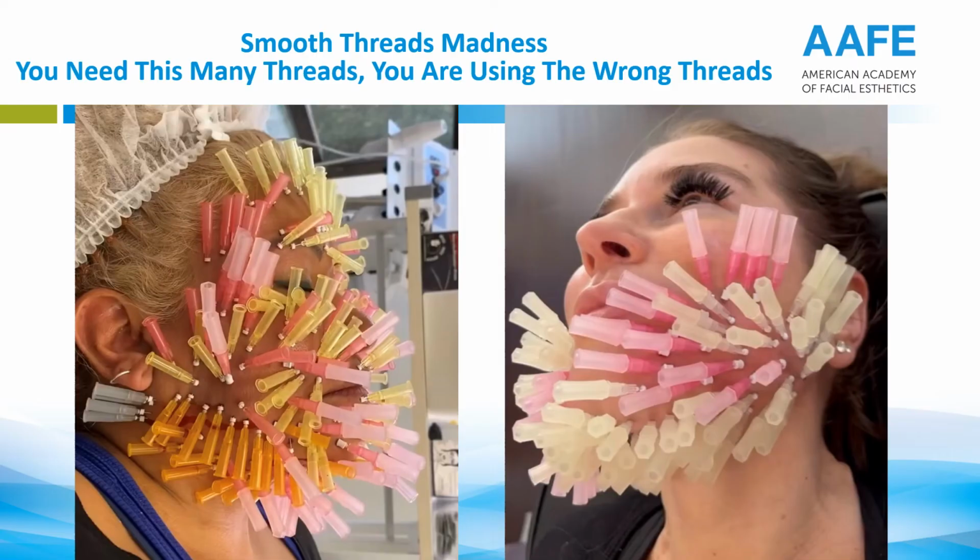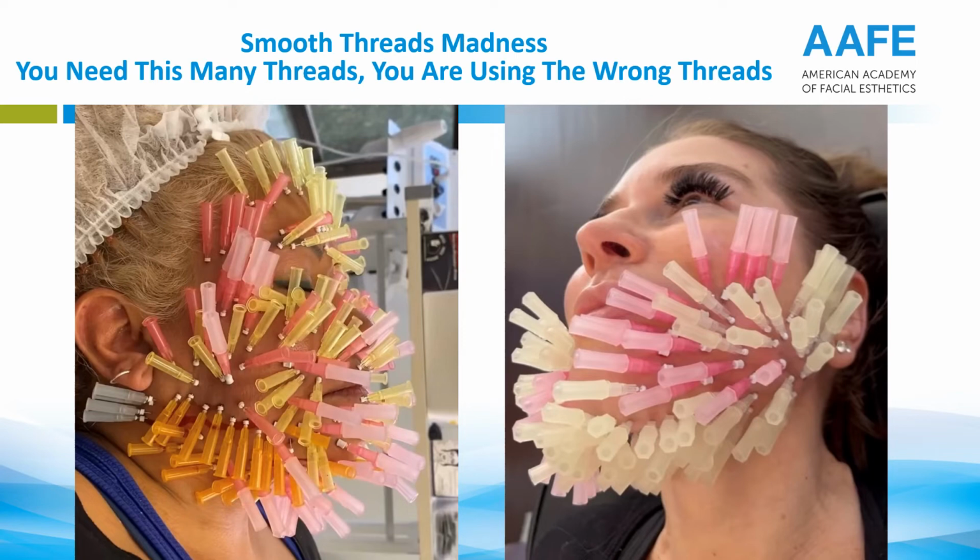And here is some of that smooth threads madness that you see all the time on social media, Instagram, Facebook posts. And I can't imagine why the people that present this and use this and train on this think that this is a good thing. What does this tell me and what should tell you? If you need this many threads, you are using the wrong thread. This would be smooth threads for collagen production. If you need this many threads, you are absolutely using the wrong thread, because this is absolute madness.